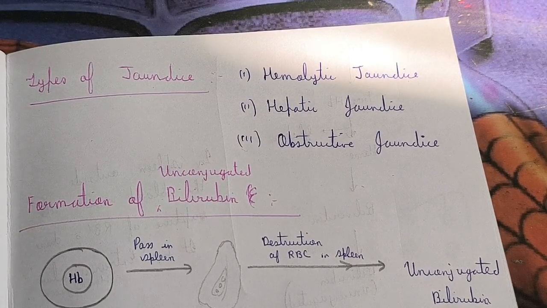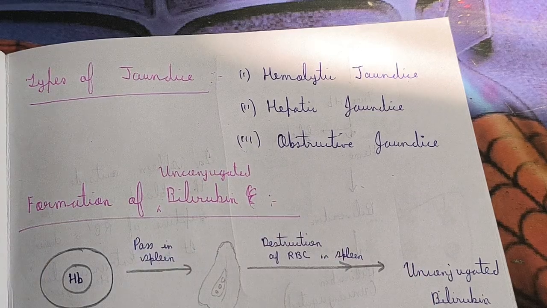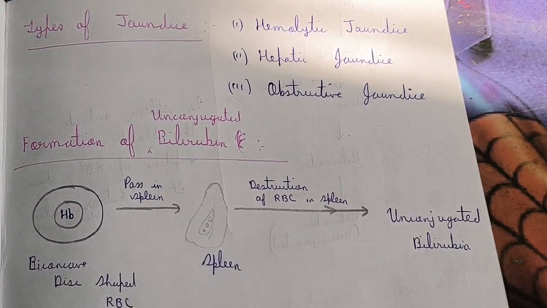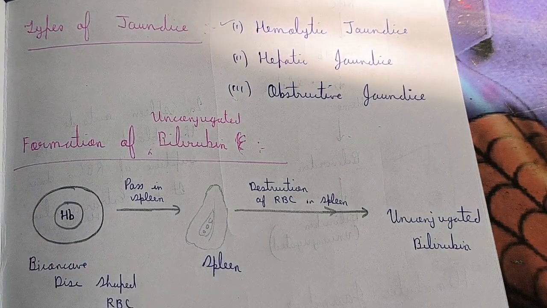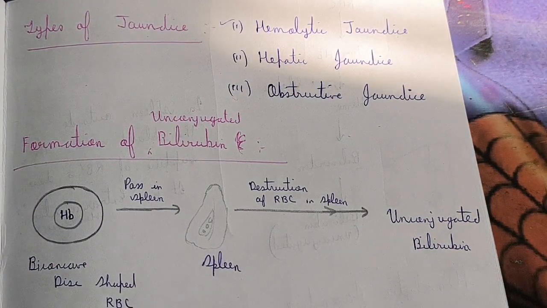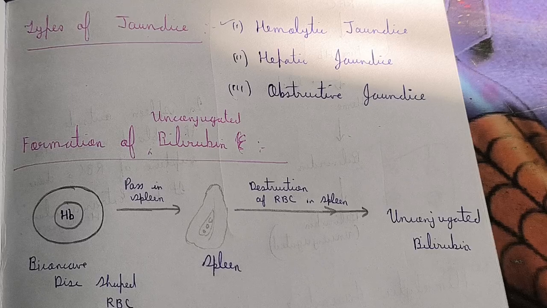There are three types of jaundice: hemolytic jaundice, hepatic jaundice, and obstructive jaundice. First of all, I'm going to discuss hemolytic jaundice. But before discussing hemolytic jaundice, you should know the formation of unconjugated bilirubin.